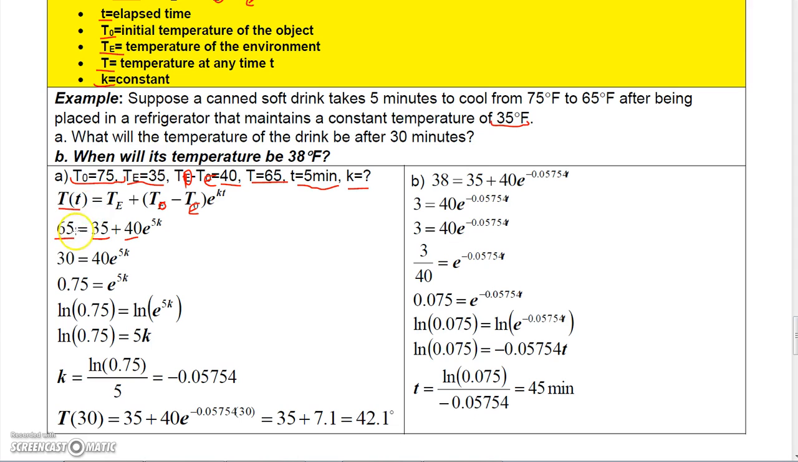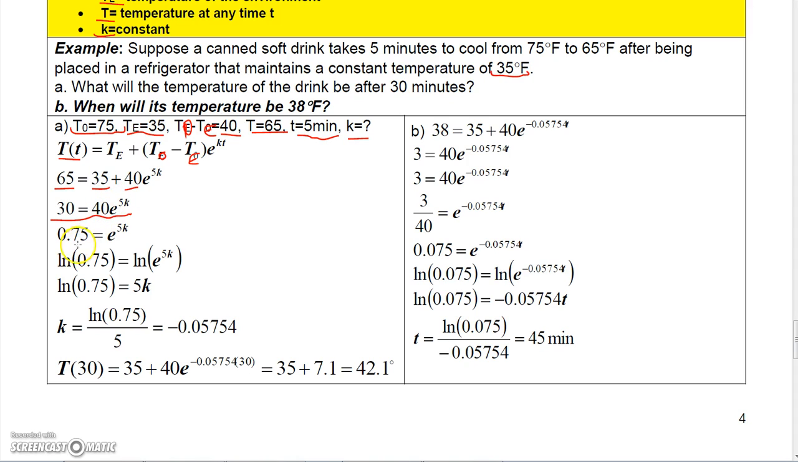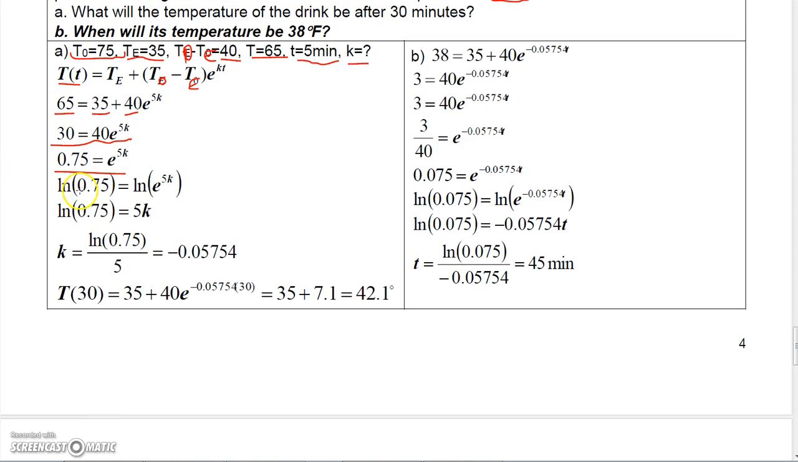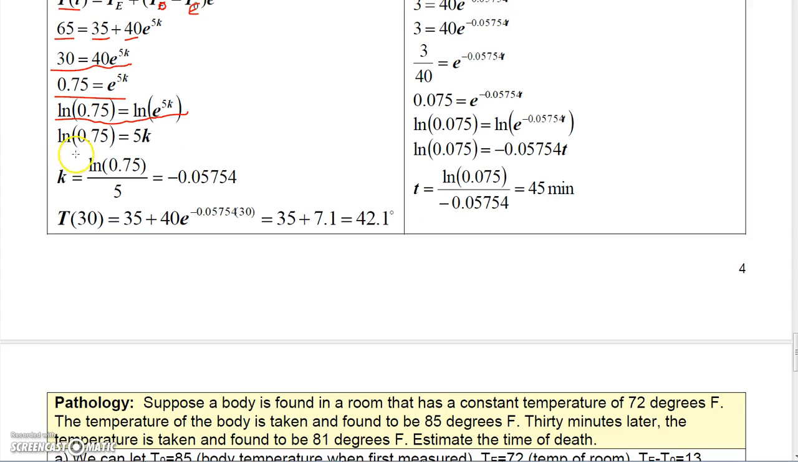Now, if I subtract 65 minus 35, I get 30. So I get 30 equals 40 e to the 5k. Then if I divide both sides by 40, 30 divided by 40 is 0.75. So I get 0.75 is equal to e to the 5k. And then I can take the natural log of both sides. So I get natural log of 0.75 is equal to the natural log of e to the 5k, which is just 5k. And then to solve for k, I can divide by 5.